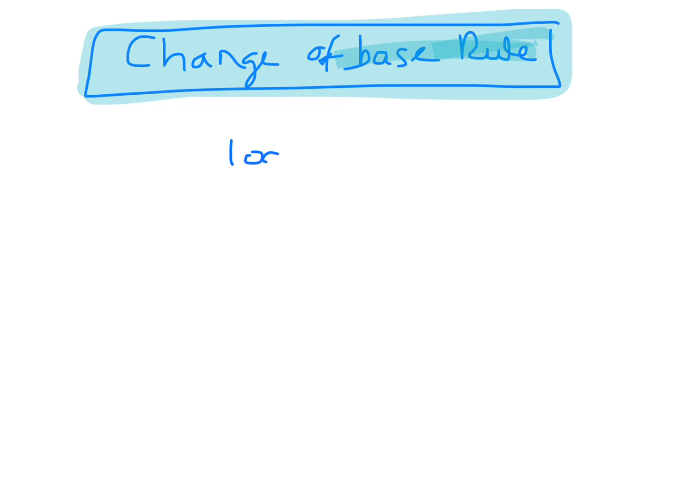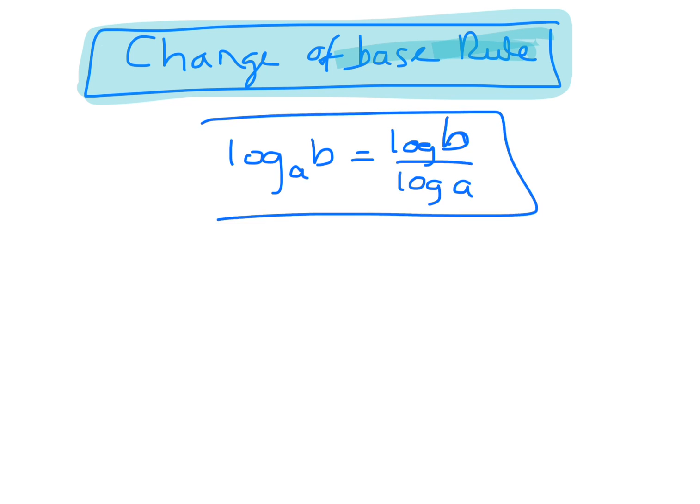Alright, so basically the change of base rule is log base a of b is just equal to log b over log a. Now you can choose any base there, so let's put a little x as that represents any base. The best base to actually choose is either base 10 or you could also use base e.